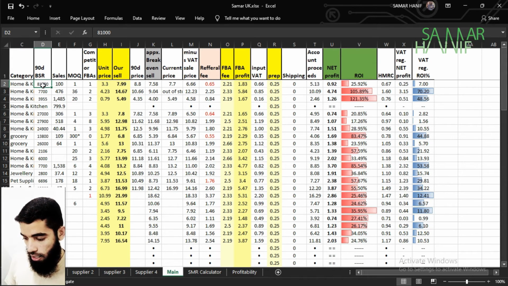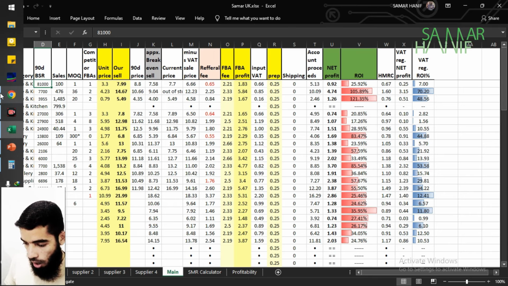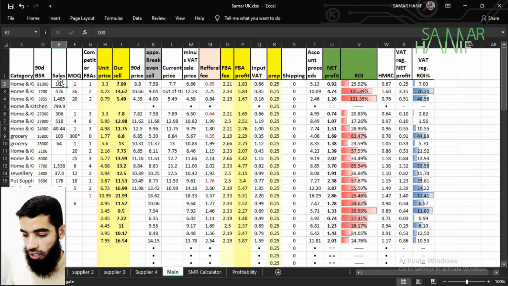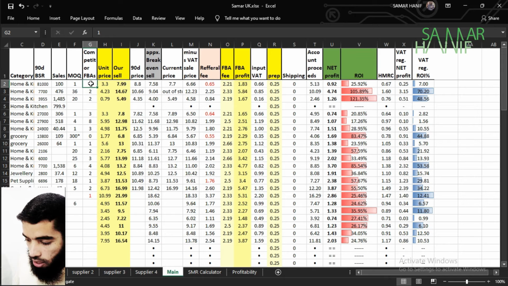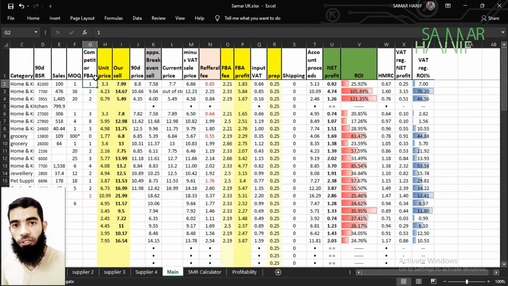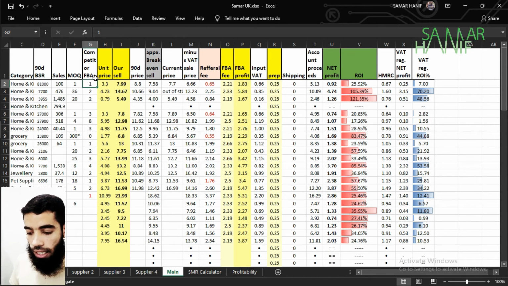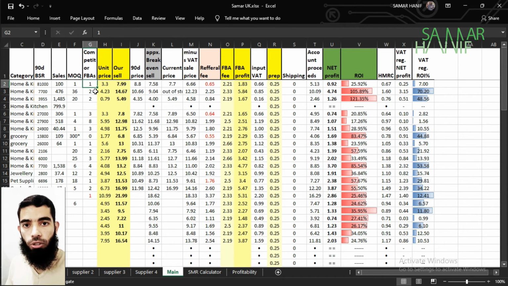This is the 90 days best seller rank of the product obtained from Keepa. These are the monthly sales of the product. I usually trust Helium 10 data when it comes to product sales. This MOQ is the minimum order quantity that you have to order from the supplier. This column shows the number of FBA sellers who are selling this item at the same price as you intend to sell or below that price. For example, if you intend to sell this product at £15, then all the sellers who are selling this at around £15 or lower than that are your direct competitors.